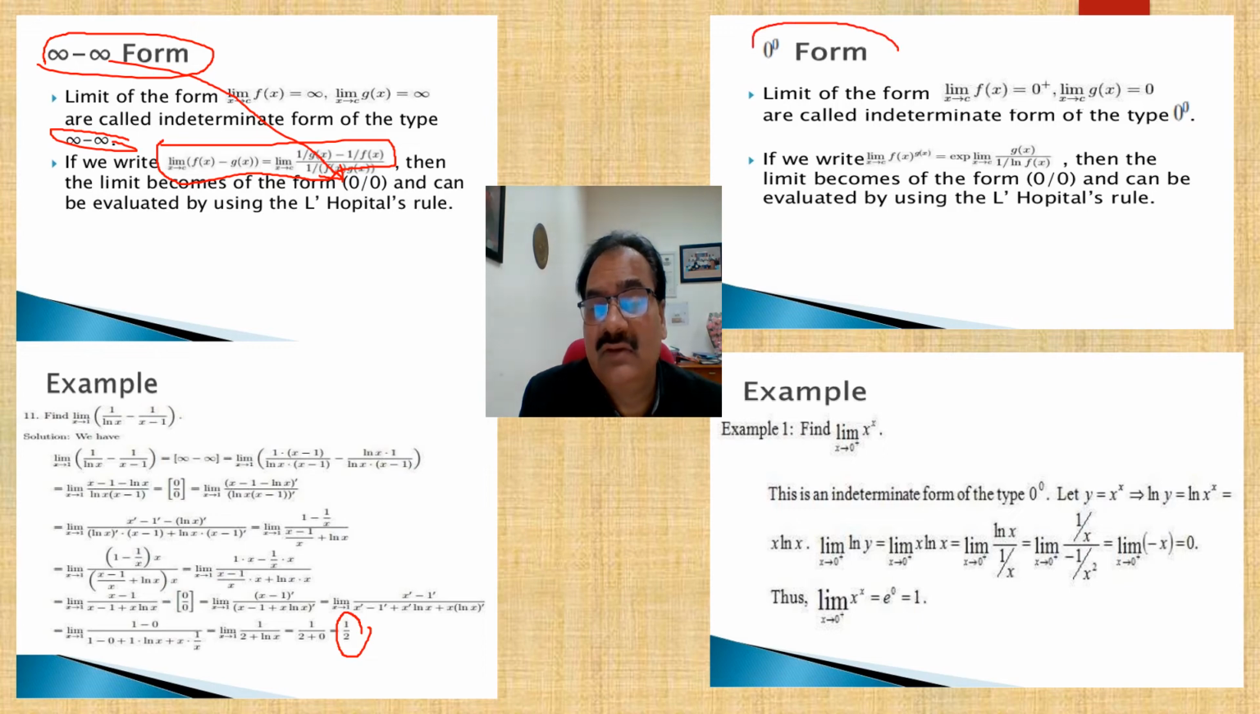Now the next is the 0 power 0 form. If the limit is this, then what will you write? You may write limit as x tends to c of f(x) power g(x) is equal to e power limit as x tends to c of g(x) divided by 1 divided by log of f(x). Then the limit becomes of the form 0 by 0. For example, look: y is equal to x power x, then log y is equal to log of x power x, and then you can write like this. On this simplification you will get the value 1.